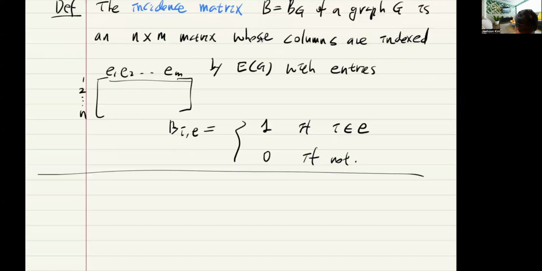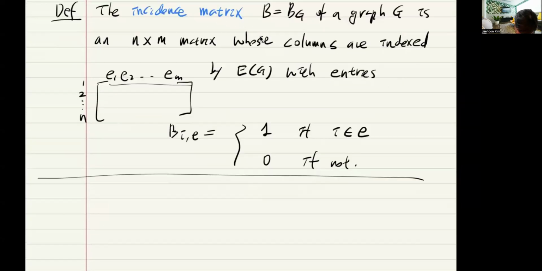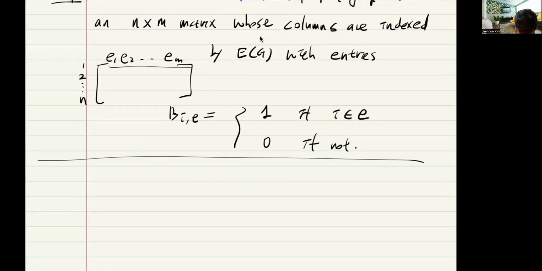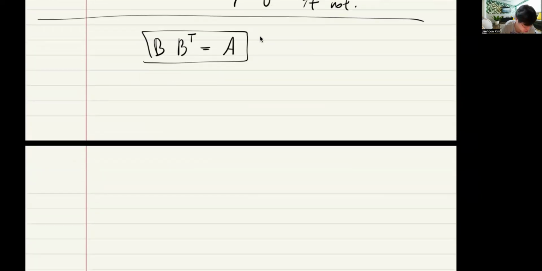One thing that you can notice is that if you have this incidence matrix and its transpose, and you multiply them, then you actually get the adjacency matrix. This is easy to check.